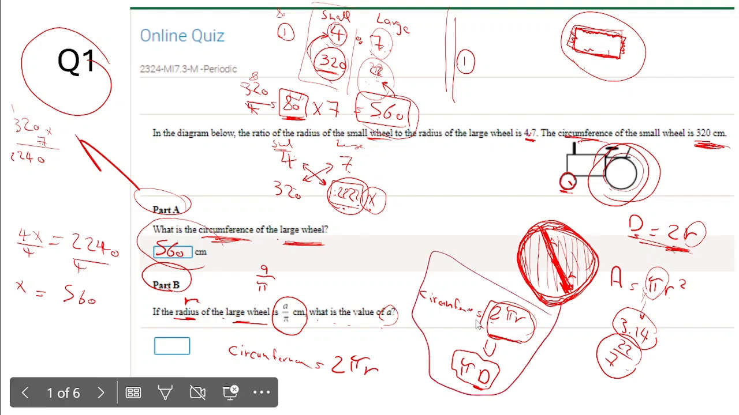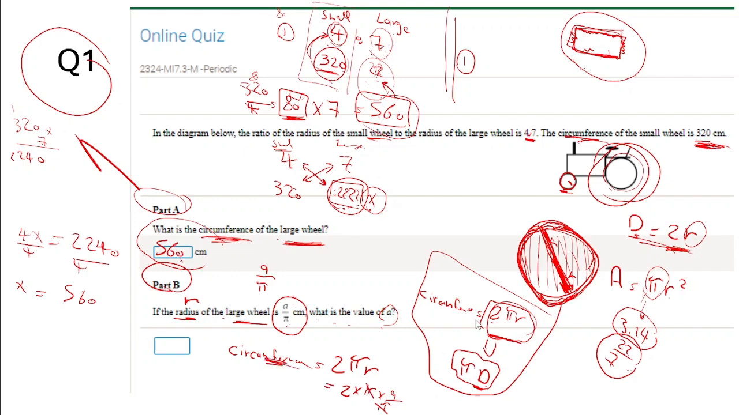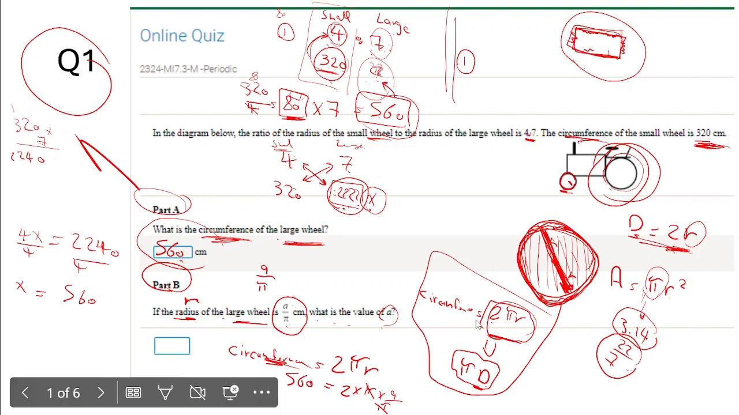Now substitute r is a over pi. So 2 multiplied by a over pi. So this one will go to this one, and the circumference, we got it before, is 560. So that means at the end it will be 2a equal to 560, divide by 2. So a will be equal to 280. So the answer here will be 280.